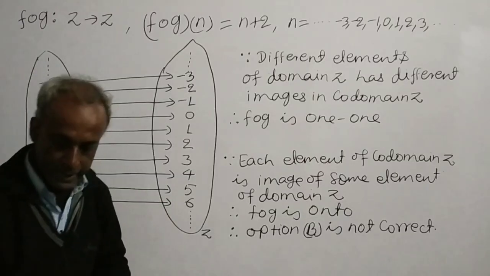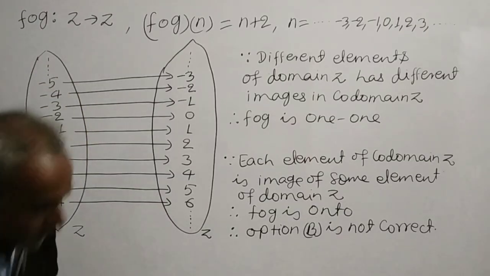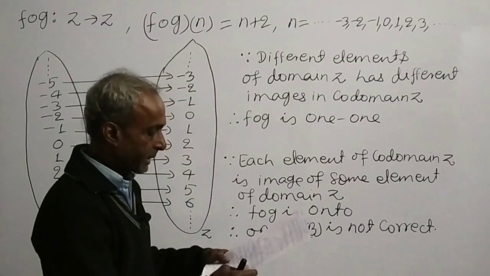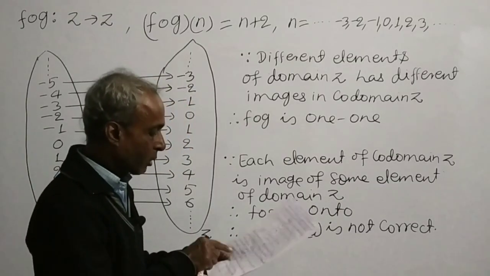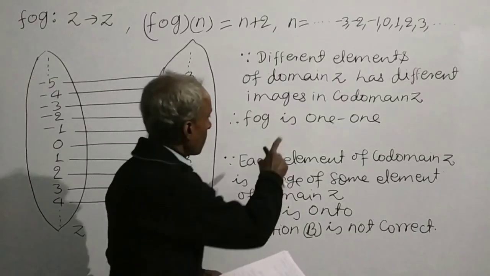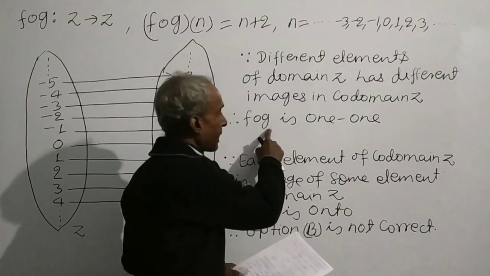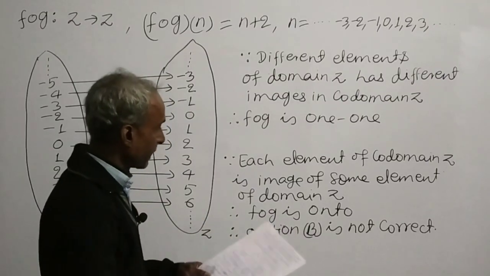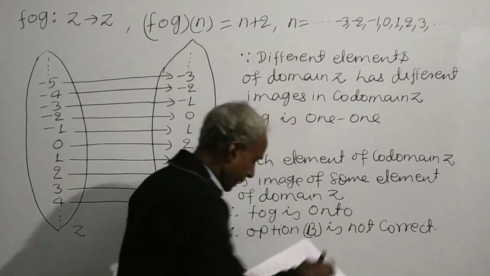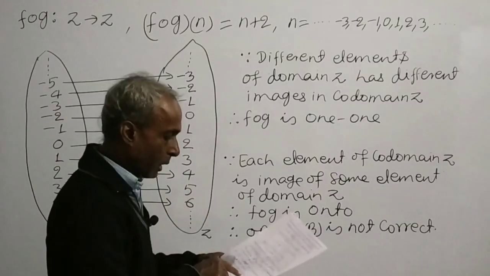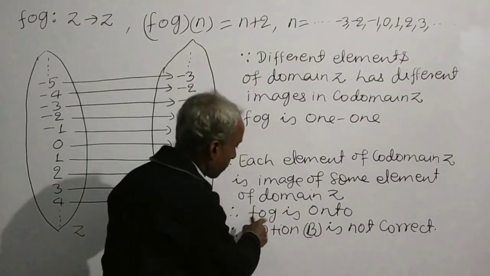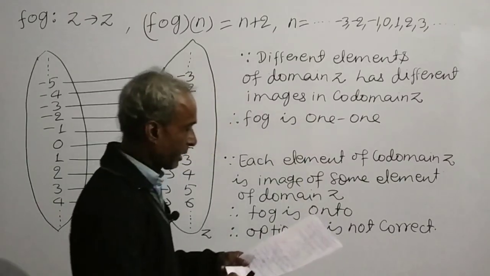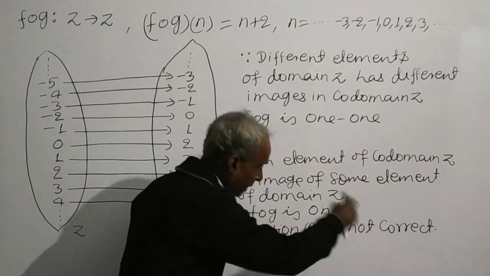Now we will see what is given in the options. In option B, it is said that fog is not 1-1. But we see that fog is 1-1. Therefore, this option B is not correct. fog is not 1-1, but fog is onto. fog is onto is correct, but the first part is not correct. Therefore, this option is not correct.